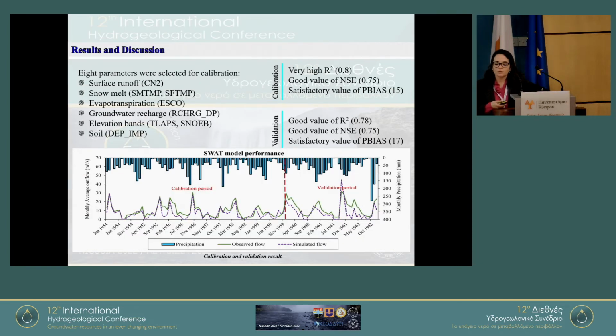Now let's move on to the most interesting part, the results. Take a look at this chart. Here you can see the variations of precipitation, observed flow, and simulated flow during the calibration and validation period. In general, the results are characterized as satisfactory, while the streamflow chart shows a slight underestimation.